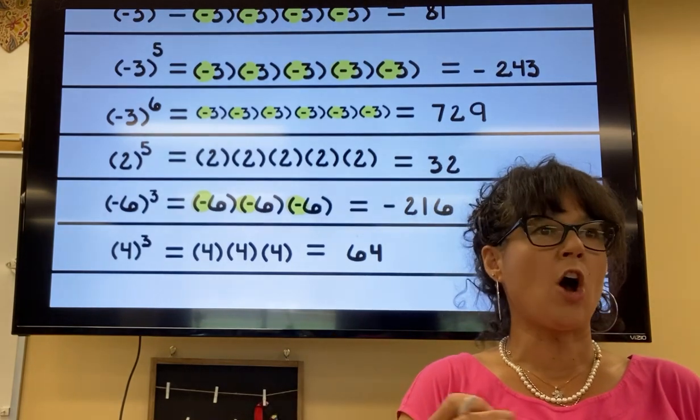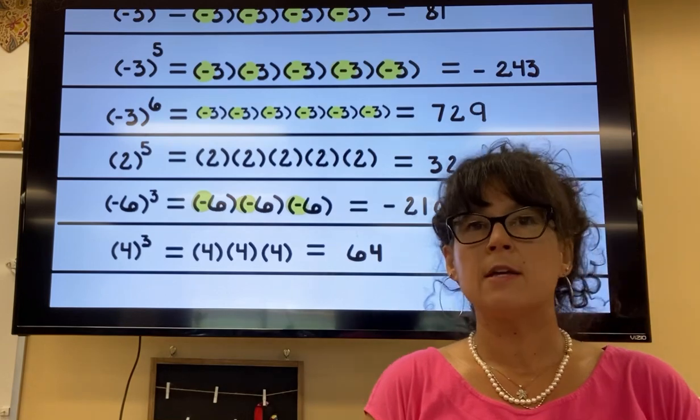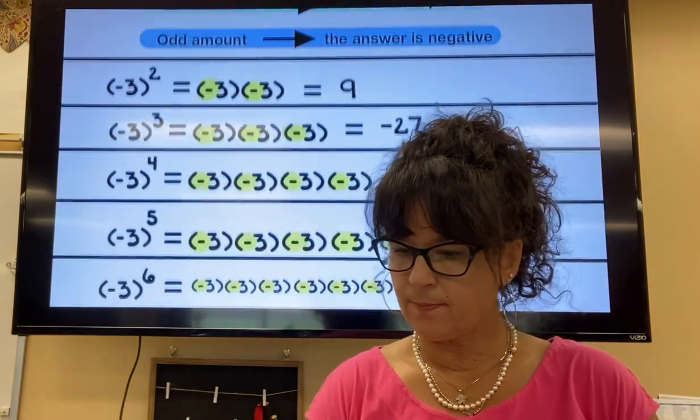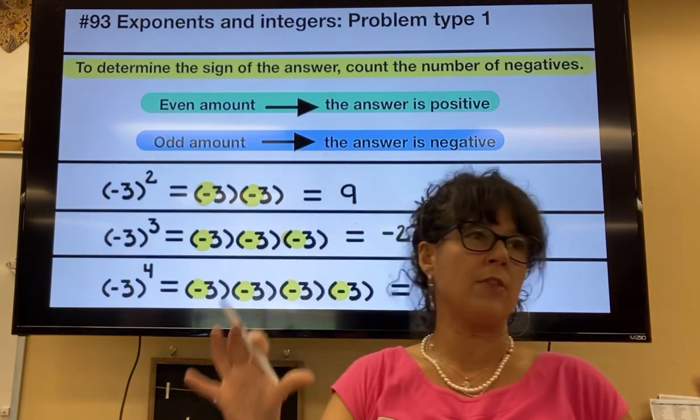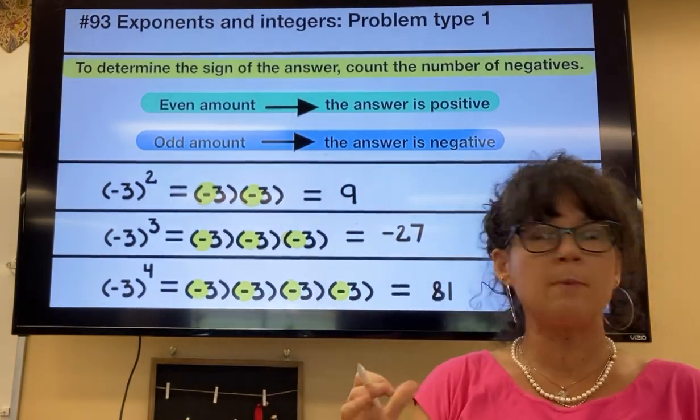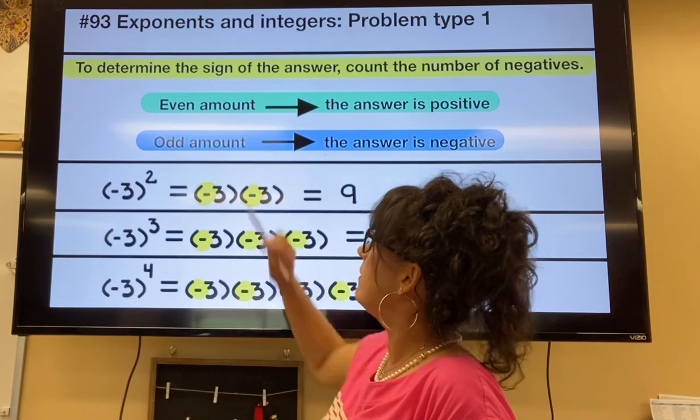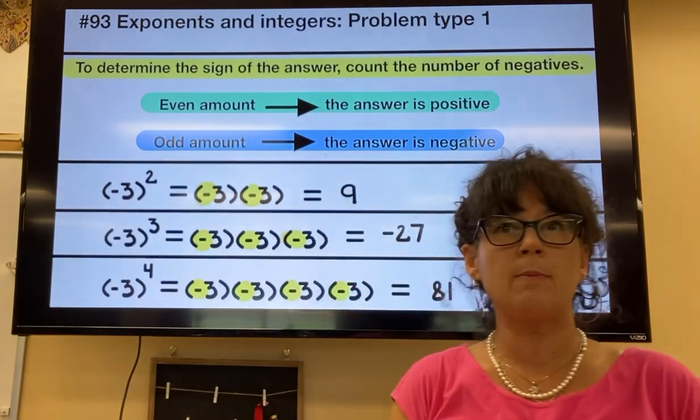So the main idea is expand, count how many negative numbers there are. If there is an odd amount of negative numbers, then your answer is going to be negative. And if you count the number of negative numbers being multiplied and you get an even amount, then the answer is going to be positive.